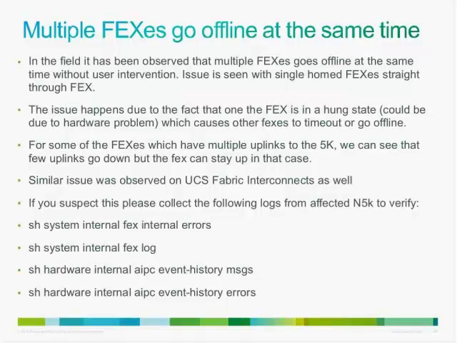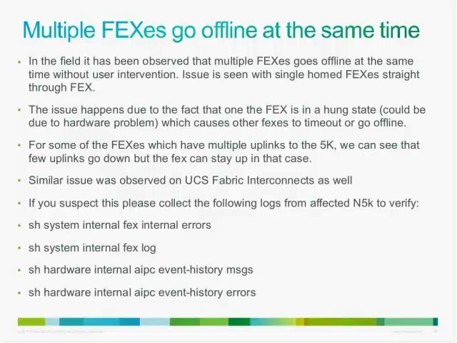Now this is an interesting one, multiple FEXes going offline at the same time. What we have seen is there could be some hardware problem with one FEX, and typically that could cause multiple FEXes to go down at the same time. The way we actually see this problem is one of the FEXes is in a hung state, it could be due to some hardware problem. It causes other FEXes to time out, right? So obviously it's a pretty serious issue.